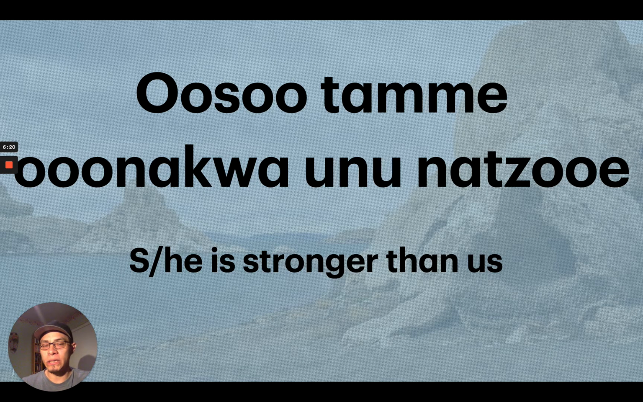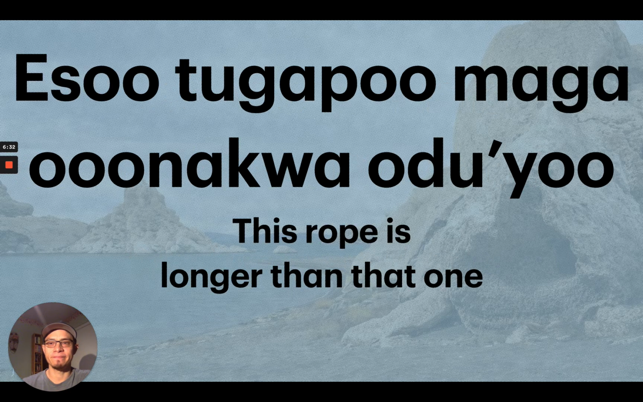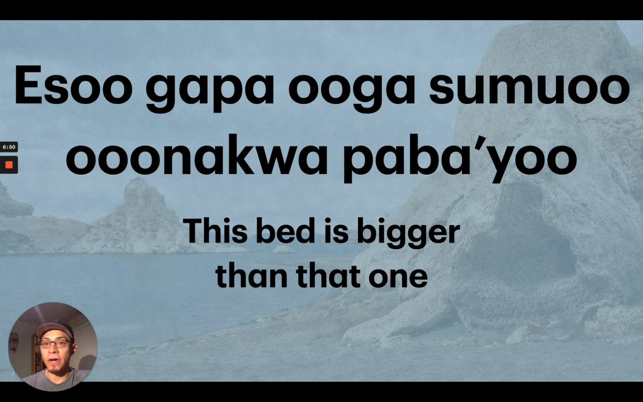Usu tami unakwa ununadzui. She or he is stronger than us. Ununadzui, very much stronger. Unakwa tami, than us. Ishuturapu maga unakwa ureyu. This rope is longer than that one. Ishuturapu, this rope. Unakwa ureyu, longer than maga, that one. Ishurapa, this bed. Ugasumu unakwapawayu, is bigger than that one. Unakwapawayu, bigger than ugasumu, that one.